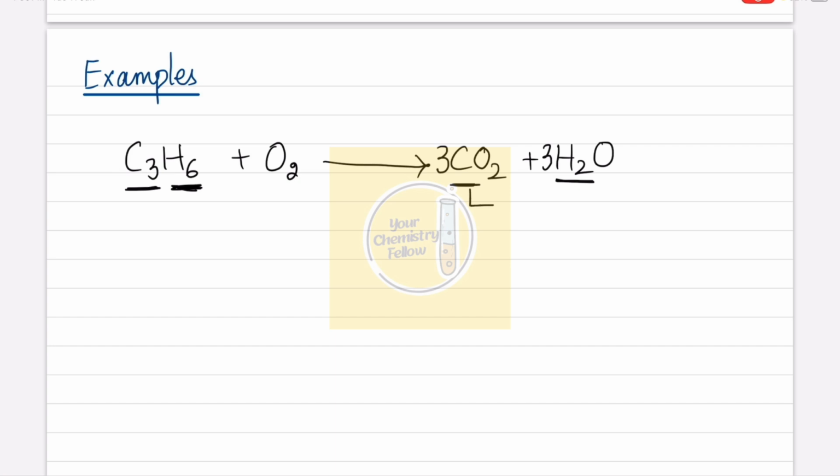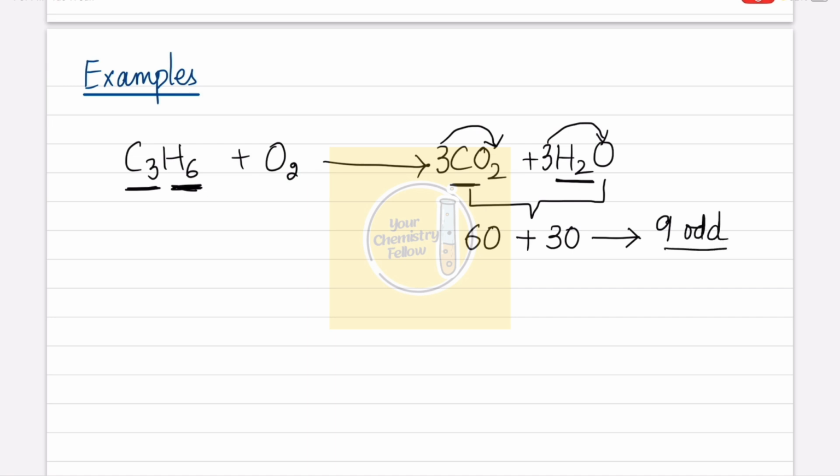Now, look for the total number of oxygen atoms on the product side. 3 into 2 makes 6. 6 oxygen atoms will come from the carbon dioxide and 3 oxygen atoms will come from the water molecule. 6 and 3 makes a total of 9 oxygen atoms on the product side, which is an odd number. So, according to the rule, this odd number will be written as such with the oxygen molecule on the reactant side and the rest of the equation will be multiplied by 2.